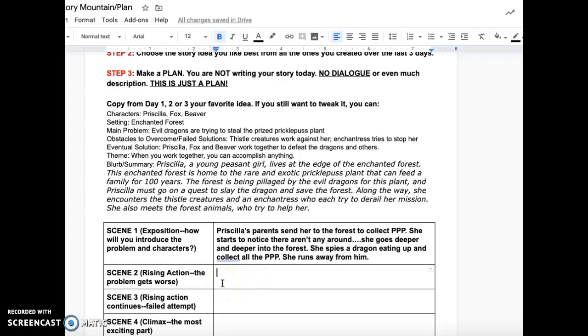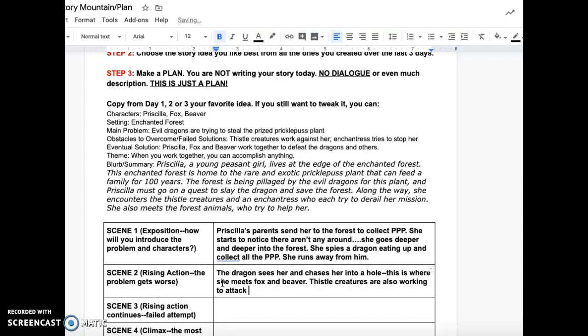Well, again, maybe without her knowing it, the dragon sees her and chases her into a hole. And this is where she meets Fox and Beaver, because they're hiding as well. And also the thistle creatures are also working to attack her.